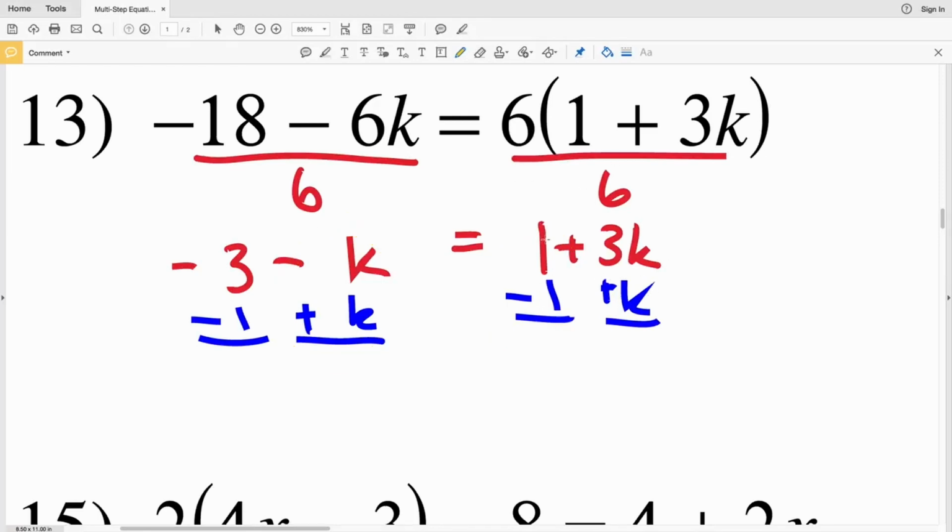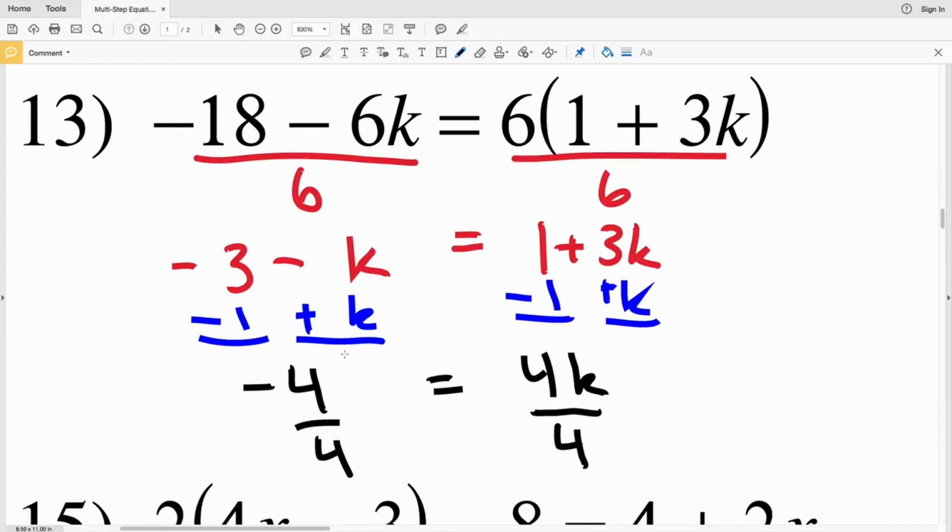Let's solve for that. Negative 3 minus 1 gives us a negative 4, and that's equal to 3k plus k, which is 4k. Divide by 4 on both sides. Negative 4 divided by 4 is a negative 1. 4k divided by 4 is just k. So negative 1 is equal to k.